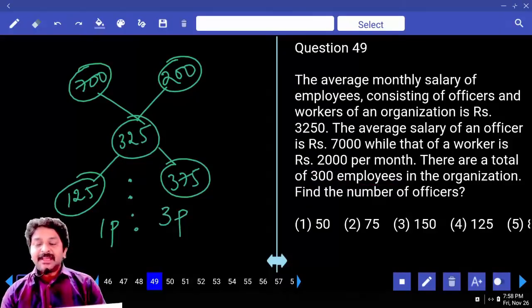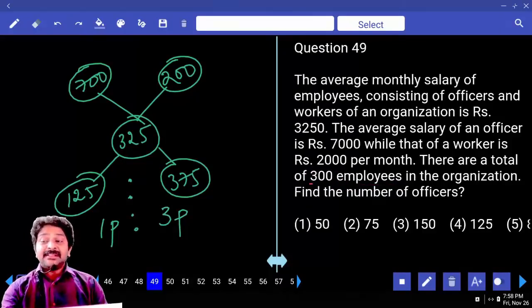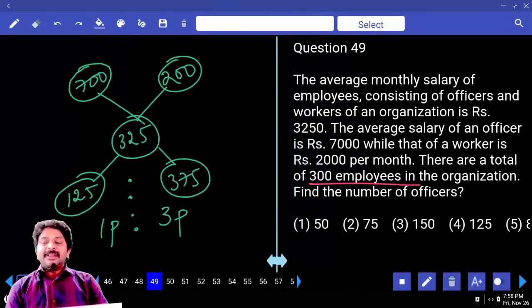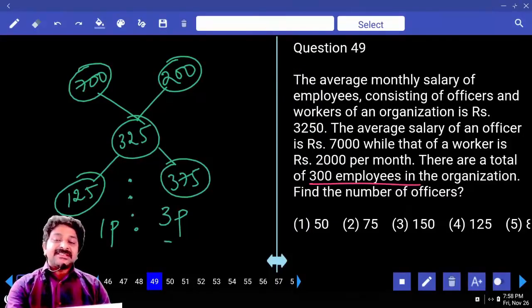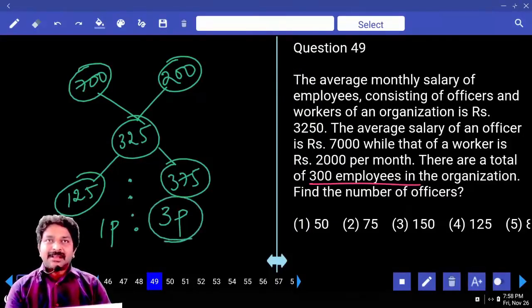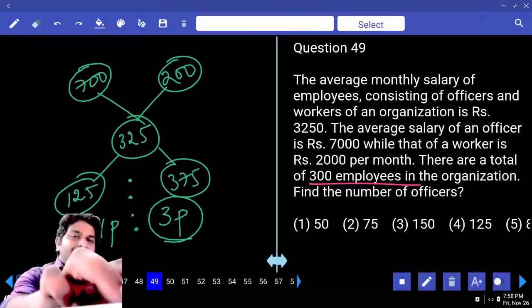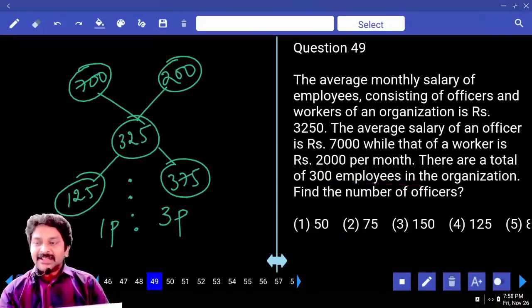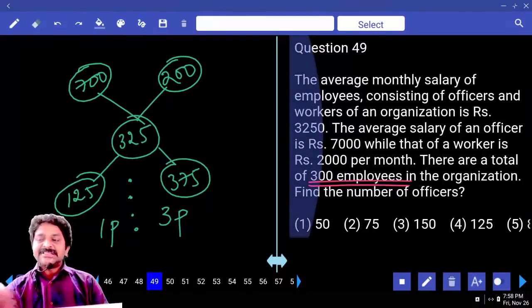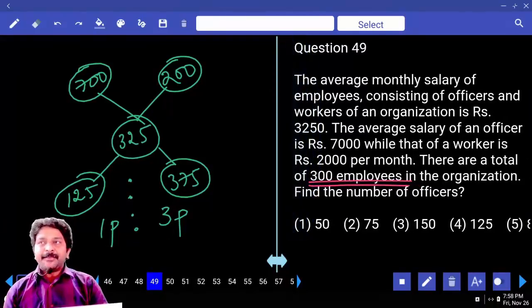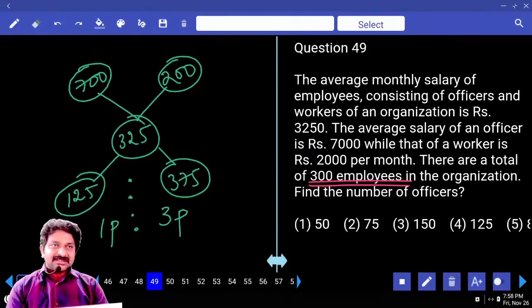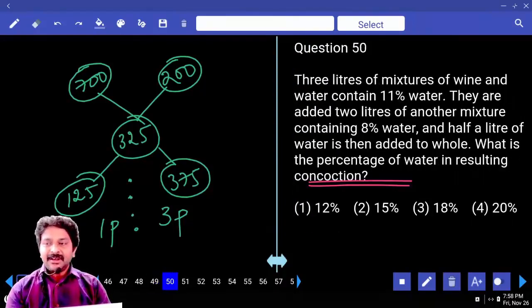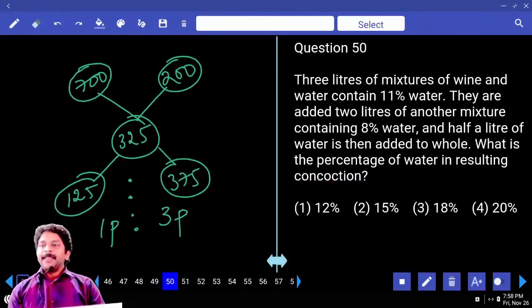And sometimes be careful, they may say there are 300 workers and how many officers are there. In such case 3 parts is equal to 300, 1 part becomes 100. Okay? In the exam, there are chances of making mistakes due to speed. So read the information carefully. What is this 300? Is it the total number of employees or workers? Yes, be careful and then answer the question.